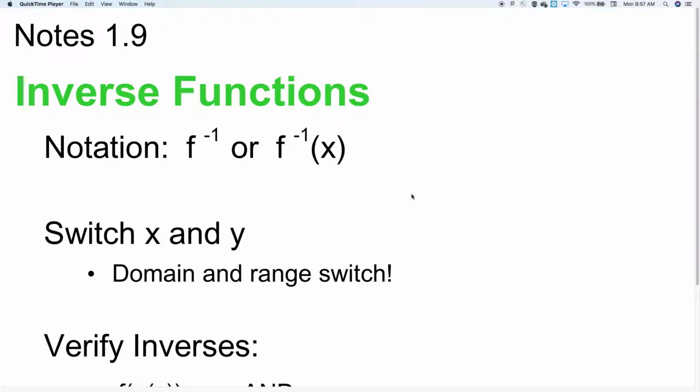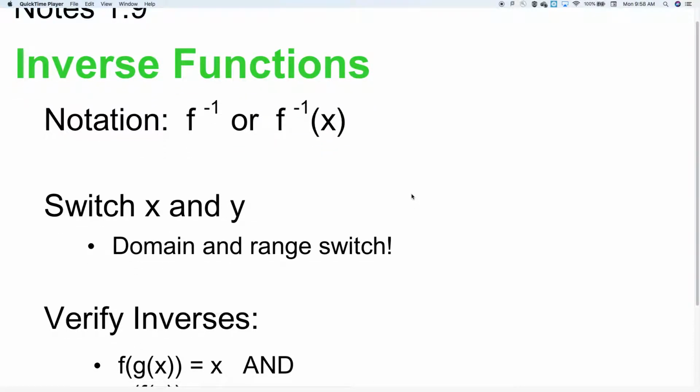You should be familiar with this notation where it looks like a -1 exponent, but it doesn't really mean anything. Mathematically, you don't do anything with the -1. It's just telling you it's an inverse. And you guys know that inverses are switching x and y.